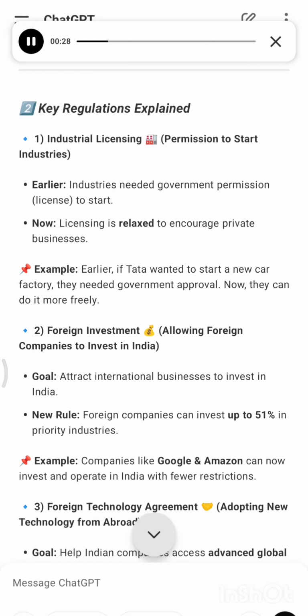2. Key regulations explained. 1. Industrial licensing, permission to start industries. Earlier, industries needed government permission, a license, to start. Now, licensing is relaxed to encourage private businesses. Example: earlier, if Tata wanted to start a new car factory, they needed government approval. Now they can do it more freely.